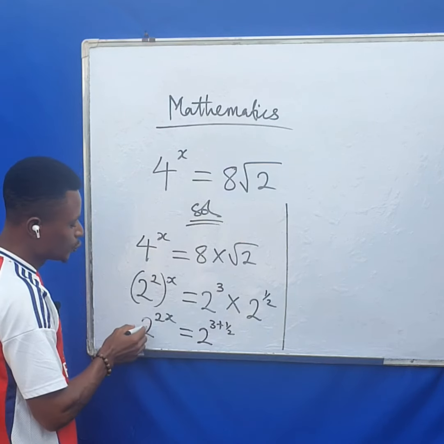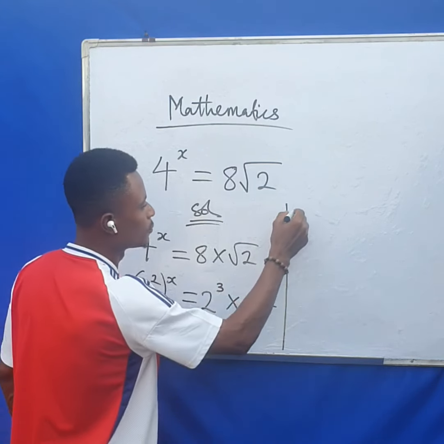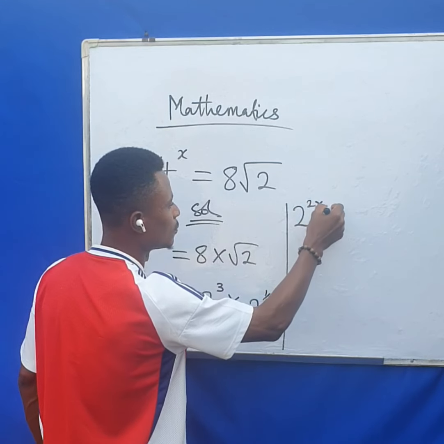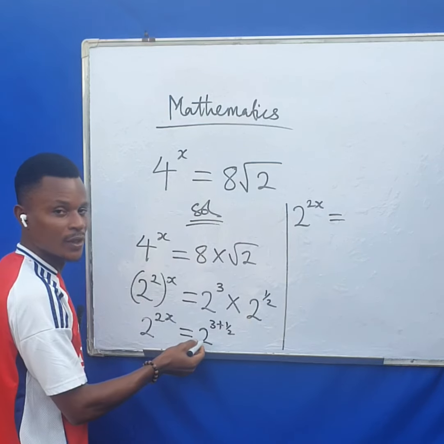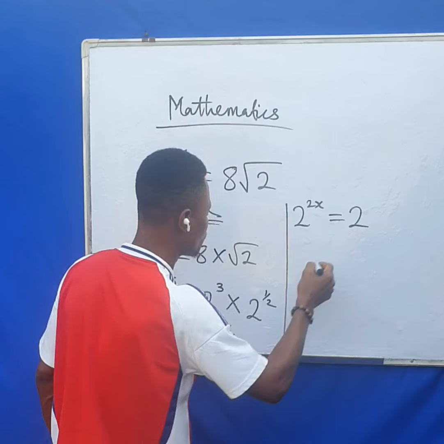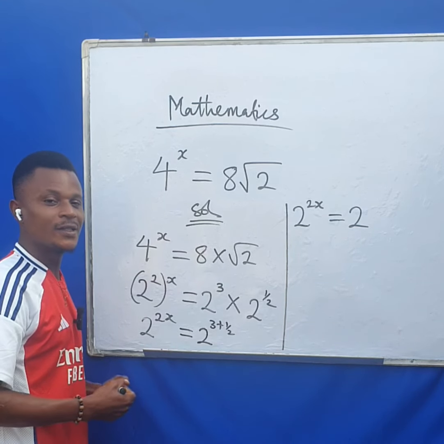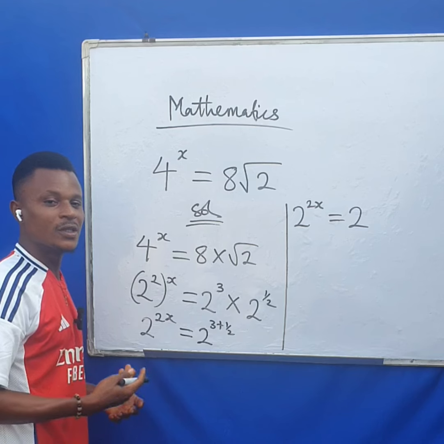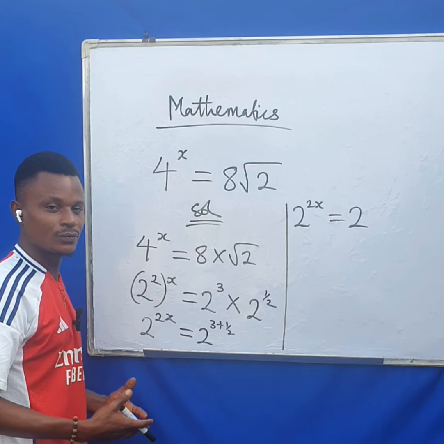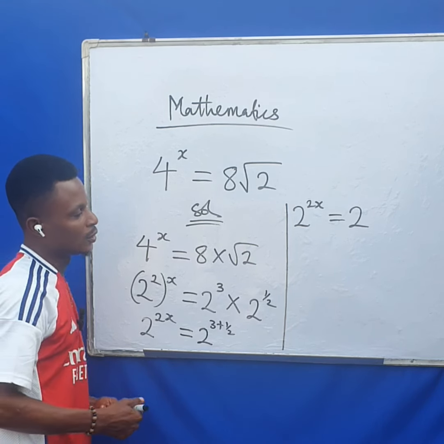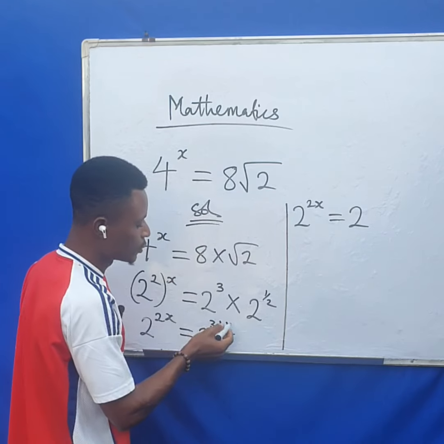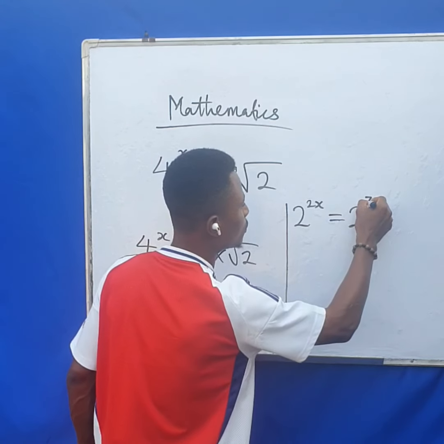Now, we have 2 raised to the power of 2x equal to this 2 here, raised to the power of 3 plus half, which gives us 3 and a half. And 3 and a half in fractional form is the same thing as 7 over 2. You understand? So this 3 plus 1 over 2 is 7 over 2.